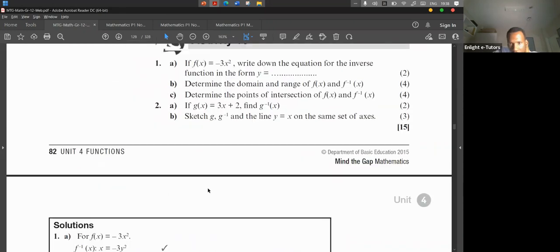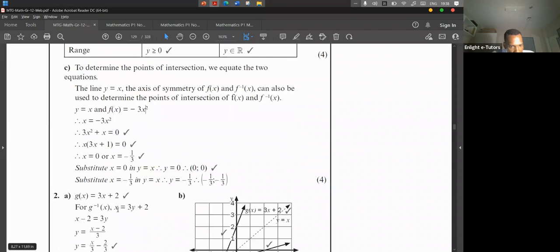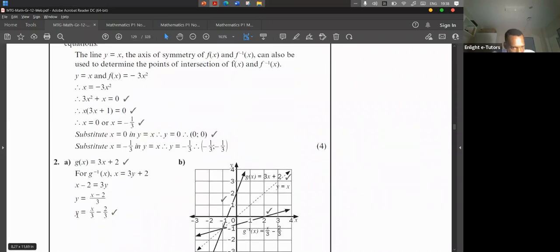And then number 2, they were like, if g(x) is equal to 3x plus 2, find g inverse of x. The same thing, you just swap x and y. This is y, this is x. So now it's going to be x is equal to 3y plus 2. And then you transfer things and solve until you get your equation.